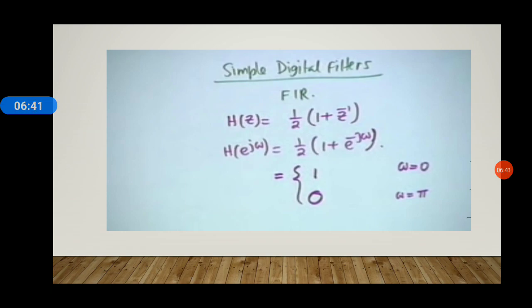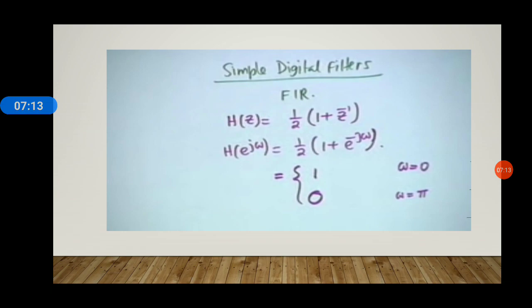Now some simple digital filter equations. These are all finite impulse response filters. Filters basically are of two types, IIR filters and FIR filters. IIR means, as the name suggests, infinite impulse response. The impulse response of such filters will be infinite, and for FIR filters the impulse response would be finite.